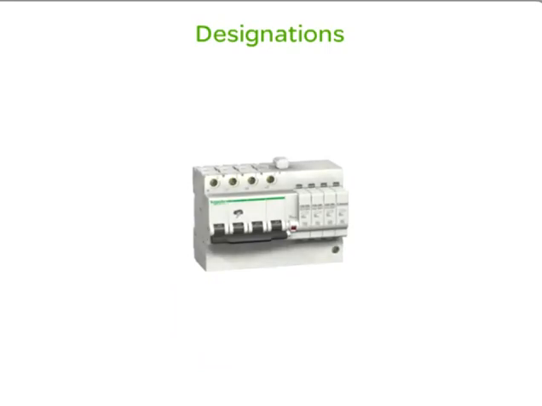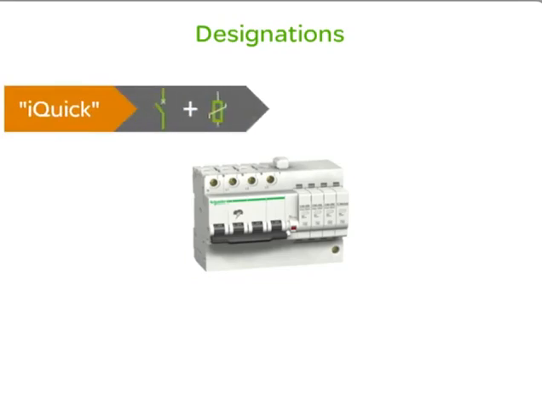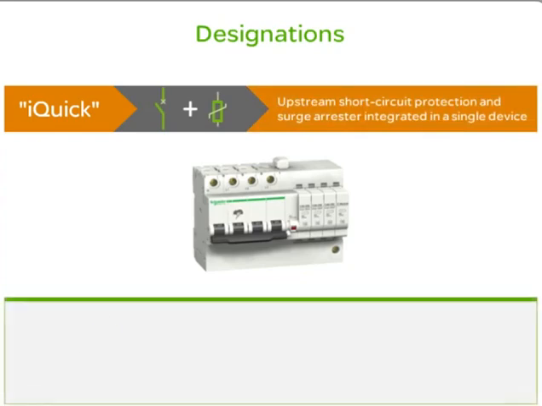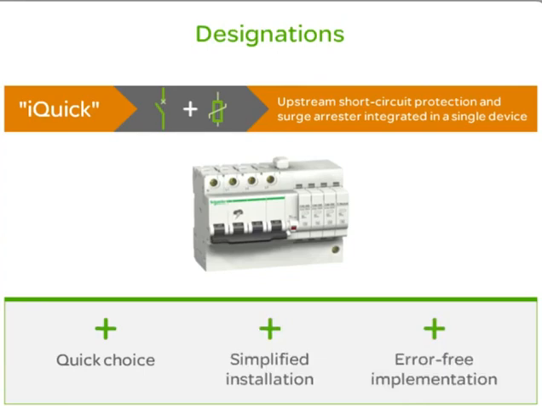At Schneider Electric, it's easy to distinguish between the different types of surge arresters proposed. The iQuick product designation means that the protection and the surge arrestor are integrated in a single device. Coordination between the two devices is optimized. The choice of the product is quicker, and the risks of error are limited. For optimal efficiency, a surge arrestor must be correctly installed. With iQuick products, installation is simplified, and implementation is error-free. The lengths of cables connecting to panels are optimized and favor surge arrestor efficiency.